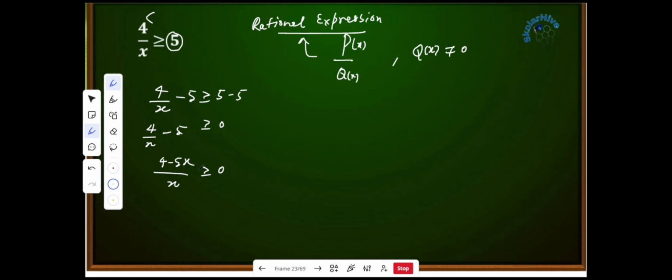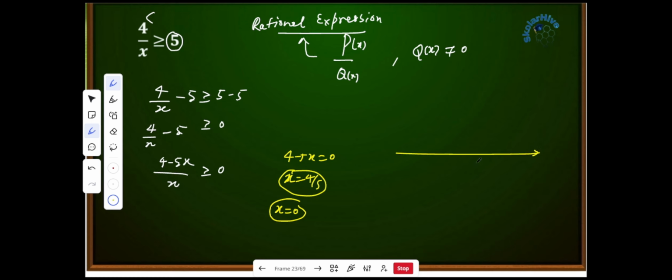Now we'll proceed in the same way. In order to find the zeros of this inequality, we have to find the critical points of the numerator as well as the critical points of the denominator. The critical point of the numerator you can obtain by equating 4 minus 5x equal to 0. That will give you x is equal to 4 upon 5. And for the denominator, you can get it by equating it equal to 0. So the critical points are 4 by 5 and 0. So draw a line and plot these critical points 0 and 4 by 5 on it.